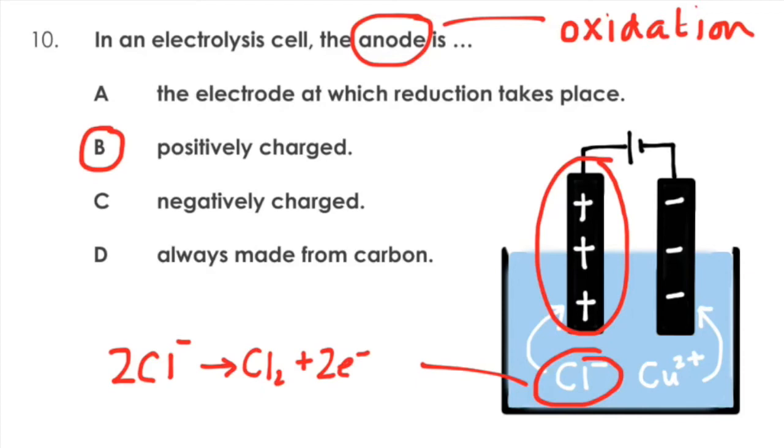Let's look at the other options. The electrode at which reduction takes place, no, it's defined as the one at which oxidation takes place. C, negatively charged, no, it's positively charged. And D, always made from carbon. They're often made from carbon, but not always. They can be made from any material that's inert. Platinum would also do, unless it's an electroplating cell, in which case you will use the metal that's going to provide the ions to electroplate whatever it is you're wanting to electroplate. So D is not the correct answer either.